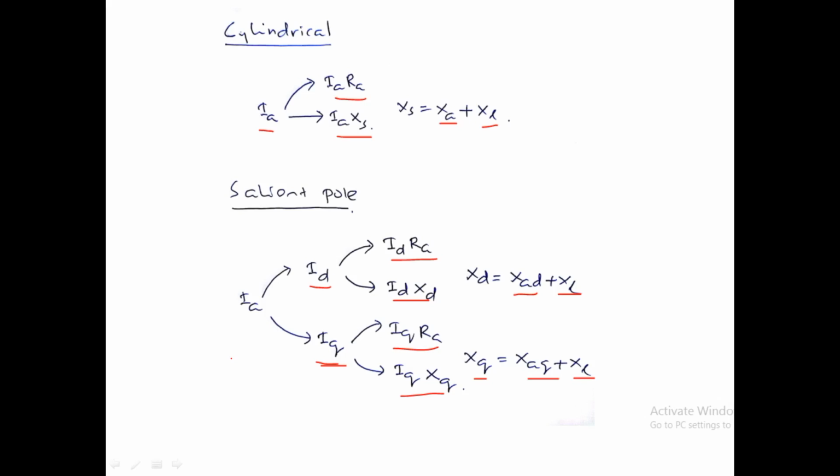Now we know that ID into RA is a voltage drop. So that drop will be always parallel to the vector ID that we discussed earlier. And ID into XD is a reactive voltage drop. And that drop will be always perpendicular to ID. And what about IQ? IQ into RA will be parallel to IQ. And IQ into XQ will be perpendicular to IQ. All the resistive drops will be parallel to the corresponding vector, and all the reactive drops will be perpendicular to the corresponding vector. So this thing you should know before we are going to the vector diagram.